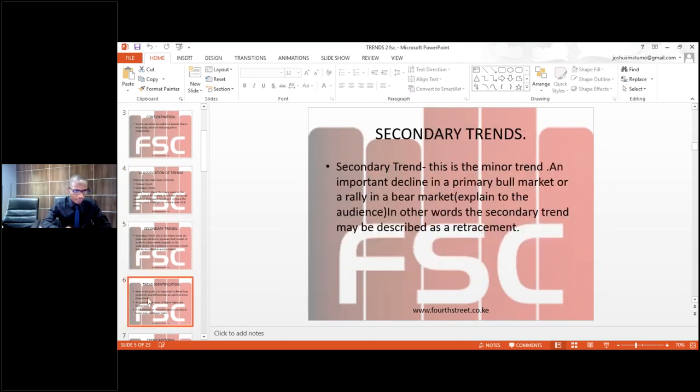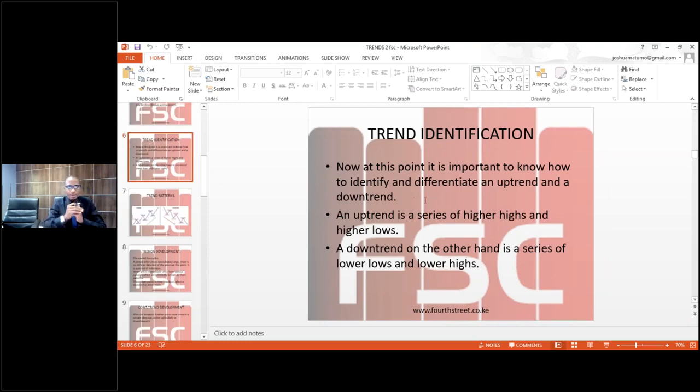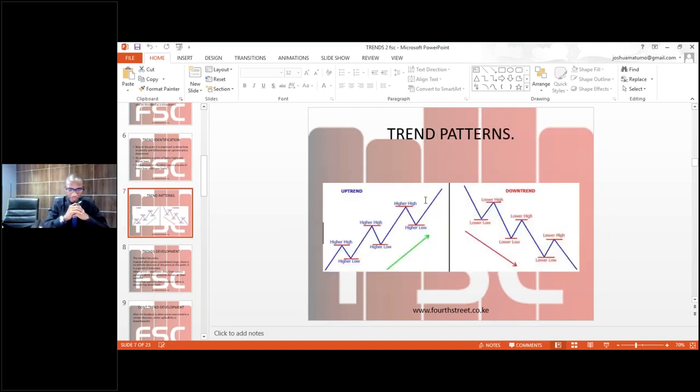And then we move further to trend identification, or how to identify trends. At this point, it is important to know how to identify and differentiate between an uptrend and a downtrend. An uptrend is a series of higher highs and higher lows. A downtrend, on the other hand, is a series of lower lows and lower highs. The following chart pattern, that is the trend patterns showing on our PowerPoint presentation, is an example. It's just a presentation of how trends form.